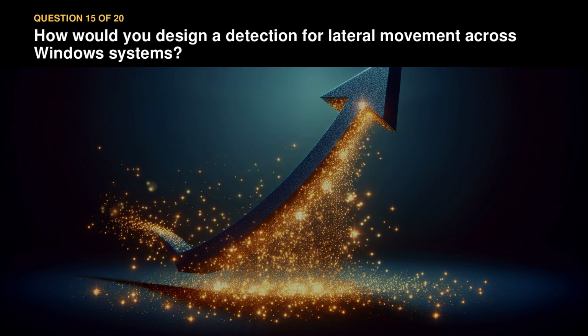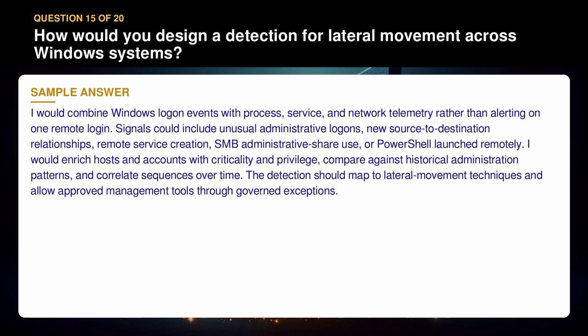Question 15. How would you design a detection for lateral movement across Windows systems? I would combine Windows logon events with process, service, and network telemetry rather than alerting on one remote login. Signals could include unusual administrative logons, new source-to-destination relationships, remote service creation, SMB administrative share use, or PowerShell launched remotely.